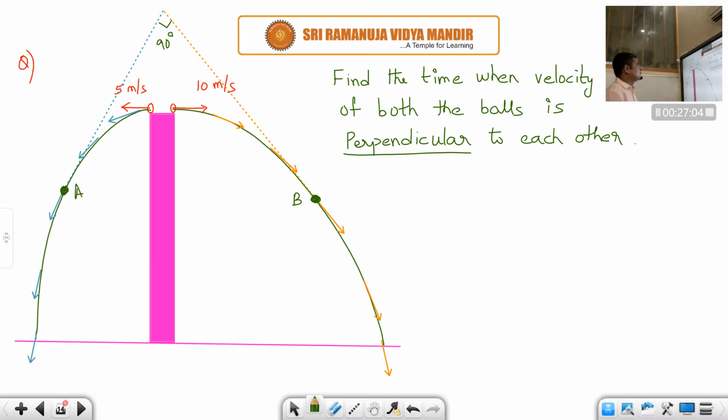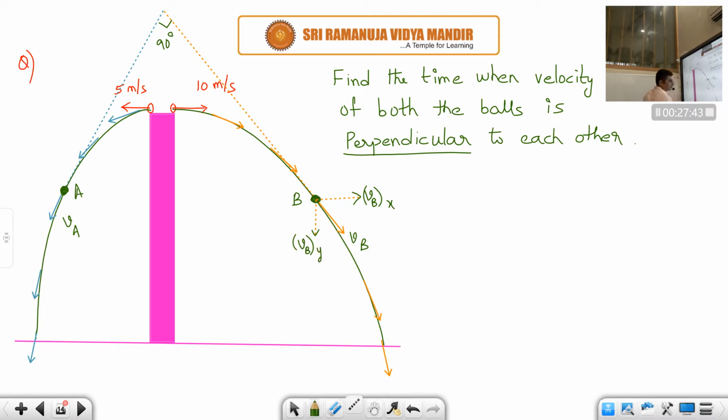So find the time when the velocity of both the balls is perpendicular to each other. Here we just have to write down the two vectors in vector form, that's all. Correct or not, students? Let us say this is the velocity of B and this is the velocity of A. Now this vector also will have an x component like this and a y component like this. This is the velocity of B in x direction, and this is the velocity of B in y direction.